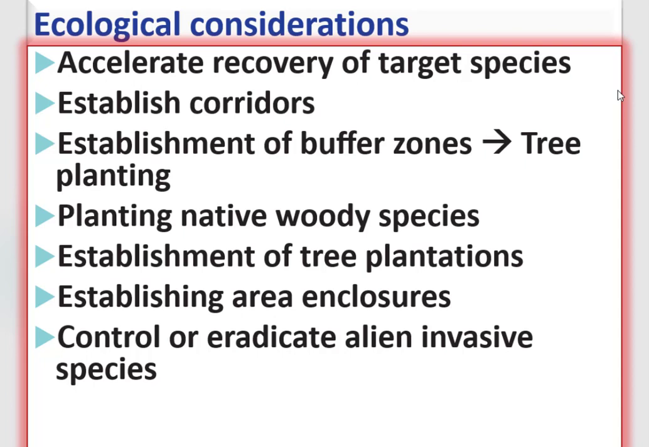Sixth, establishing area enclosures may be necessary to enhance natural regeneration and diversity of the native flora, particularly in arid and semi-arid regions of the country. And lastly, control or eradicate alien invasive species by using an integrated pest management system.